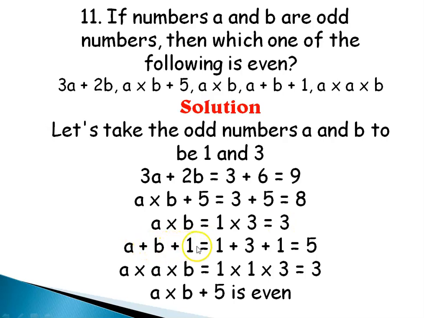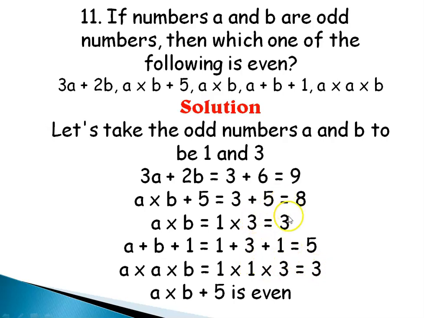A plus B plus 1. A is 1, isn't it? B is 3. 1 plus 3 plus 1. 1 plus 3 is 4. 4 plus 1 is 5. 5 is also an odd number. Is that taken? Then I'll go to the next expression. A times B times A, that is 1 times 1 times 3. 1 times 1 is 1. 1 times 3 is 3. This is also an odd number.